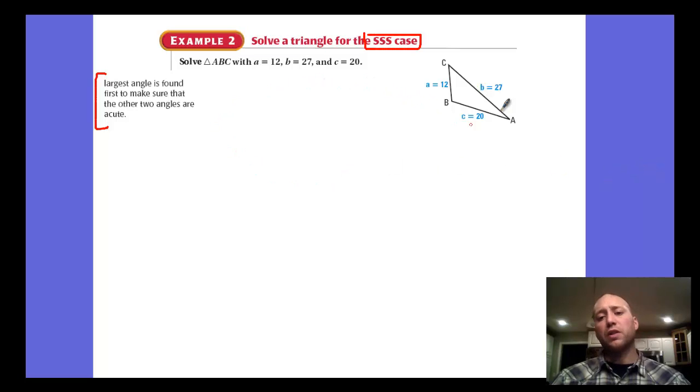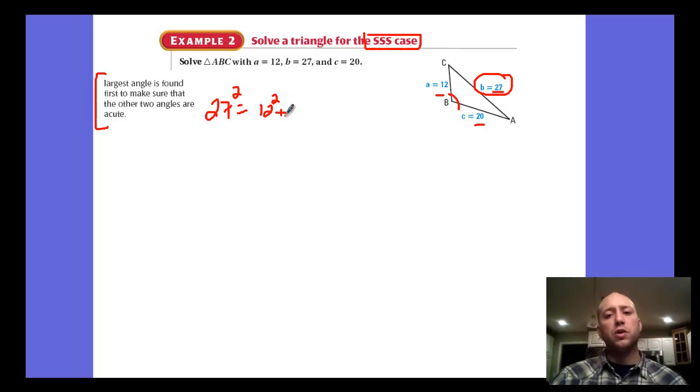So for this one, we want to find the largest angle first. To do that, we look at our three sides and find the largest side. So let's find this angle first. Side 27 squared is going to equal 12 squared plus 20 squared minus double 12 times 20 times the cosine of our angle B, which we do not know yet.